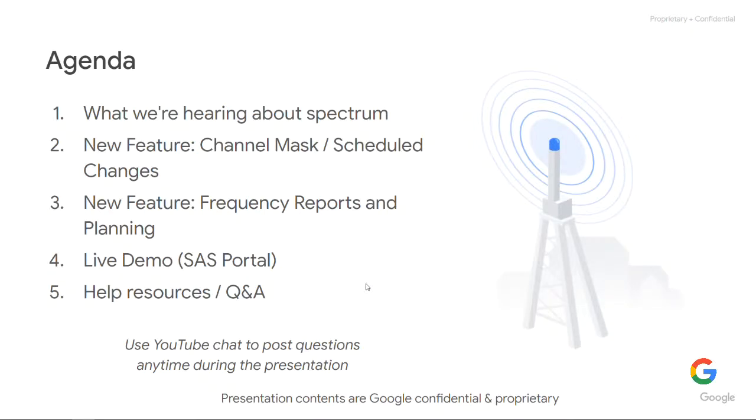So looking at our agenda, what we're hearing about spectrum utilization from our customers is that things are getting a little more crowded on the spectrum. So we'll hear about that. And then we'll look at two new features that help you deal with that in the SAS. The first is called channel mask or scheduled changes. The next is called frequency reports and frequency planning. Now I'll do a live demo of these features in our SAS portal.